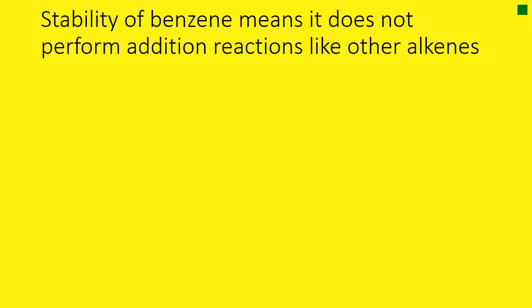So we're going to talk about reactivity now, the reactivity of benzene compounds. We established in the previous video that the stability of the ring of pi electrons makes the molecule very stable and therefore unreactive. So what we can say is the stability of the benzene means that it does not perform addition reactions like other alkenes.